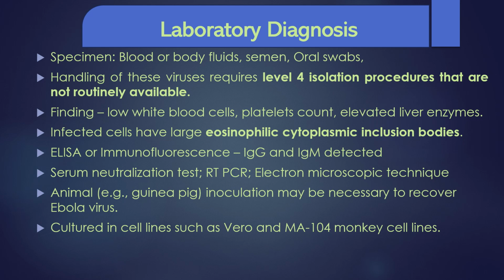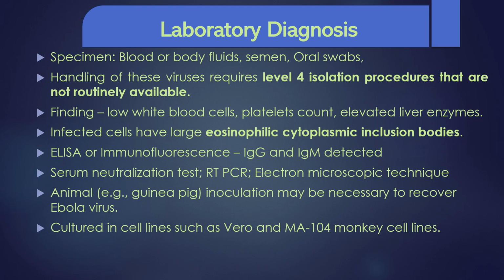Laboratory diagnosis of Ebola virus. The specimens to be collected are blood or body fluids, semen, and oral swabs. Handling of these Ebola or Marburg viruses requires level 4 isolation procedures that are not routinely available. Findings include low white blood cells, low platelet counts, and elevated liver enzymes. Infected cells have large eosinophilic cytoplasmic inclusion bodies.